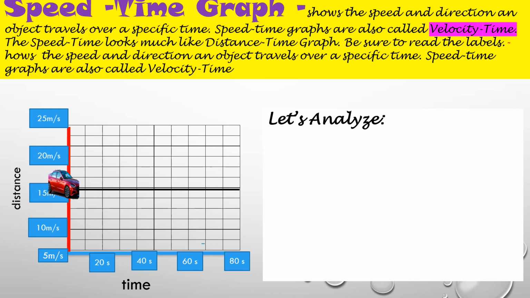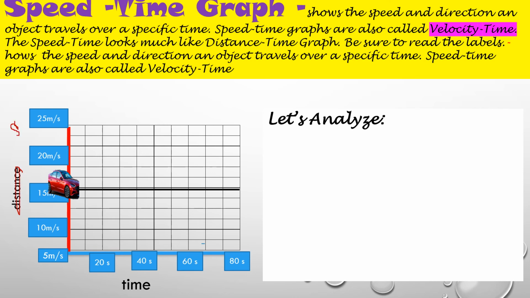The speed time or velocity time graph shows the speed and direction an object travels over a specific time. Okay? So it says the speed and time graph looks much like the distance and time graph. But they have different labels. This is not distance anymore, it will become speed.